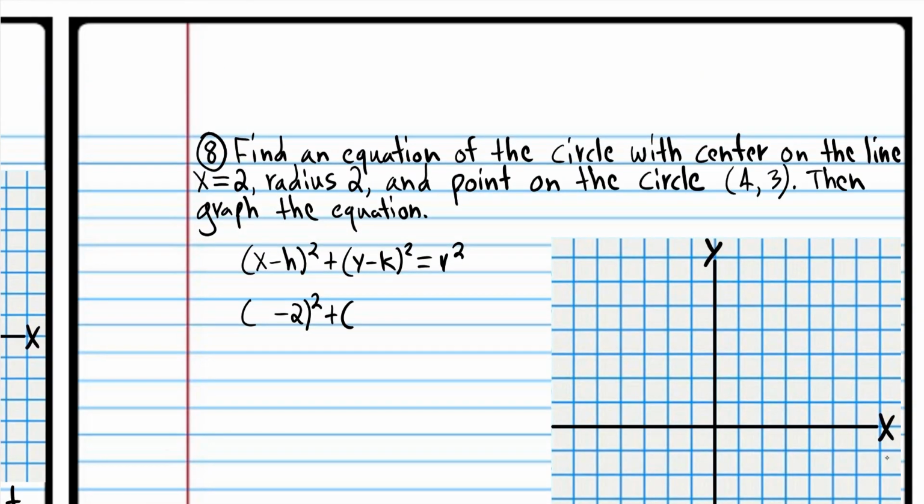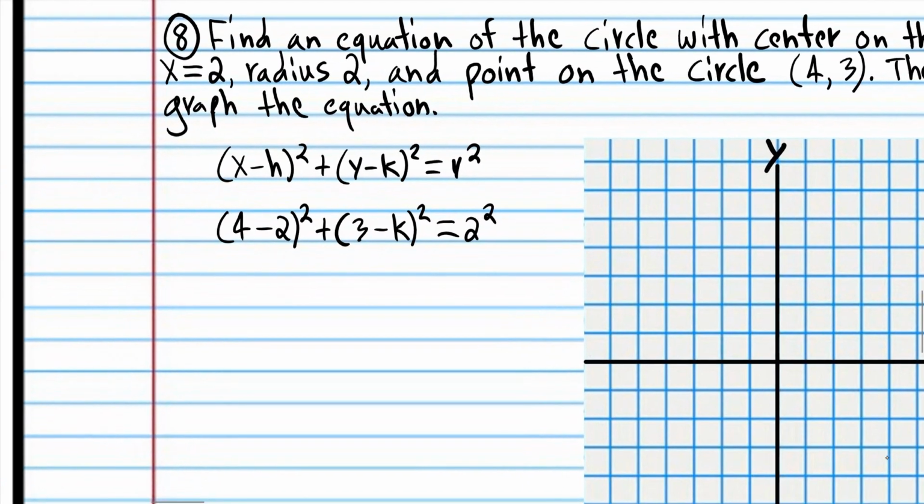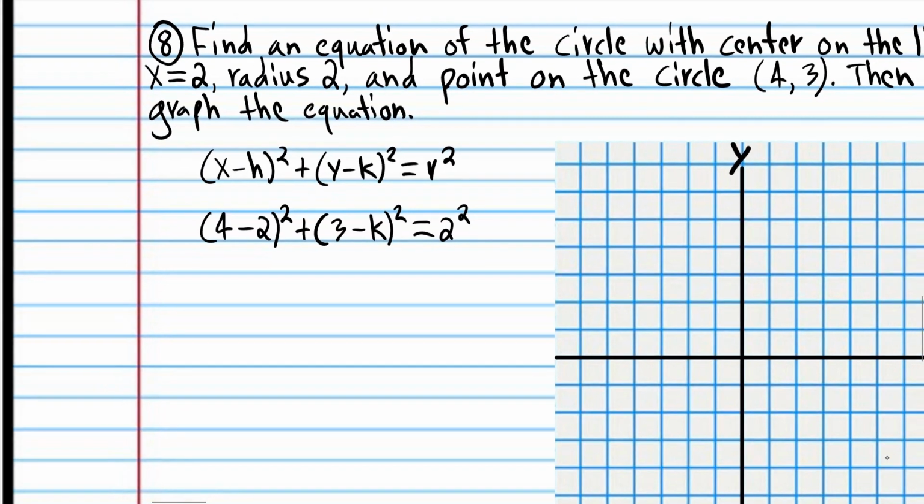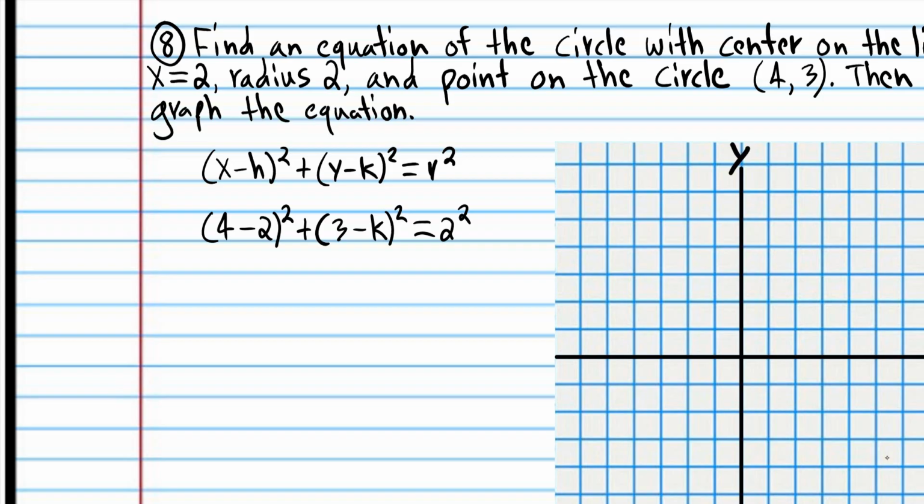Now, we have a point on the circle, 4, 3. So that means that we can plug in 4 for x, and we can plug in 3 for y. We're also told that the radius is 2, so we can plug in the radius. So we have all the information that we need except the y value of the center of the circle, the y coordinate of the center of the circle. So now let's simplify here.